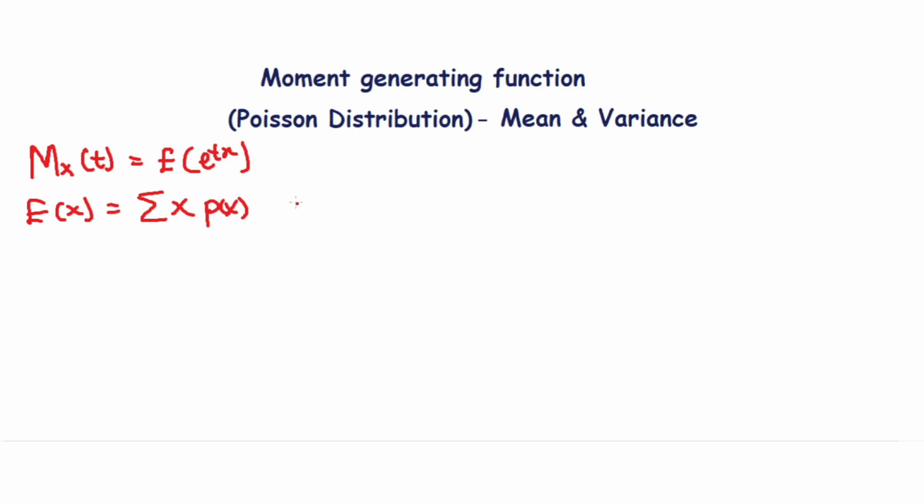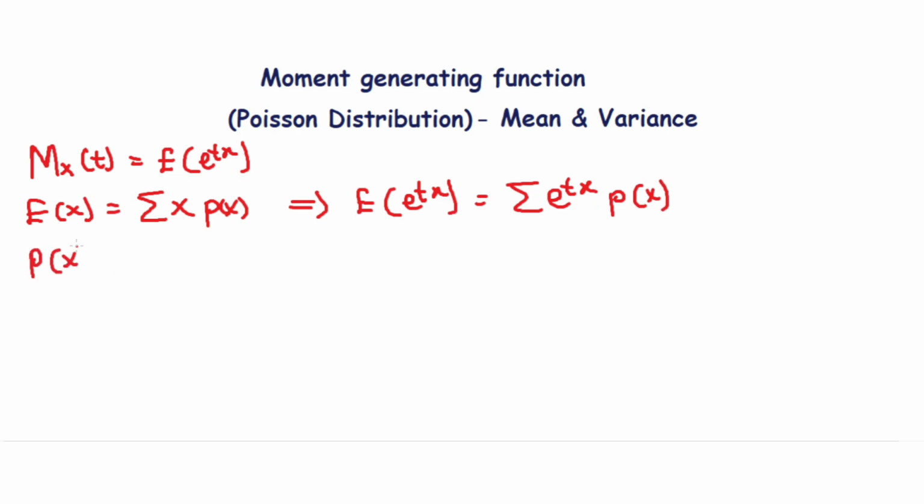which in turn means that if I'm having the summation of e raised to the power of tX, I will replace this X by e^(tx). So I will have the summation of e^(tx) and the p(x). Meanwhile, the p(x) of a Poisson distribution is given by e raised to the power of minus lambda, lambda raised to the power of x over x factorial.